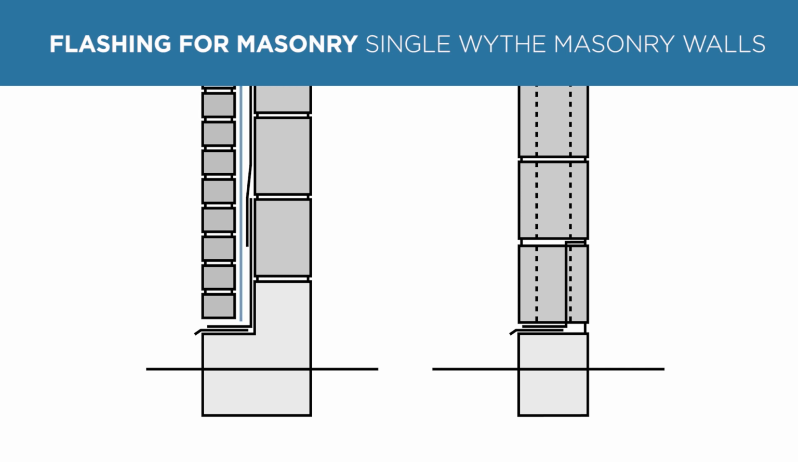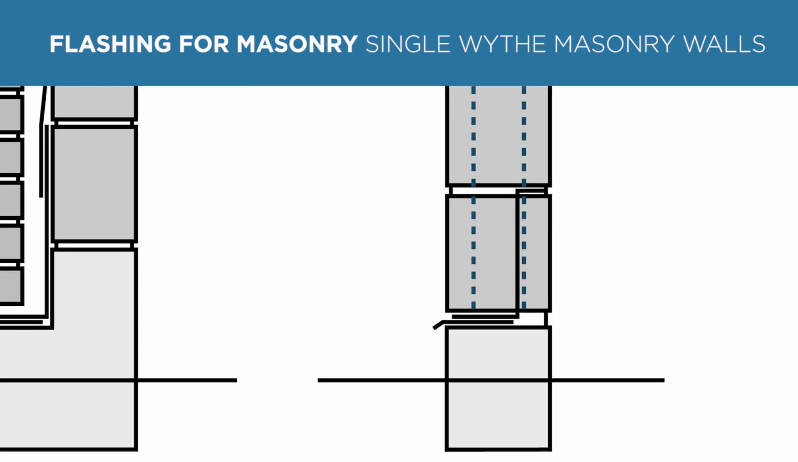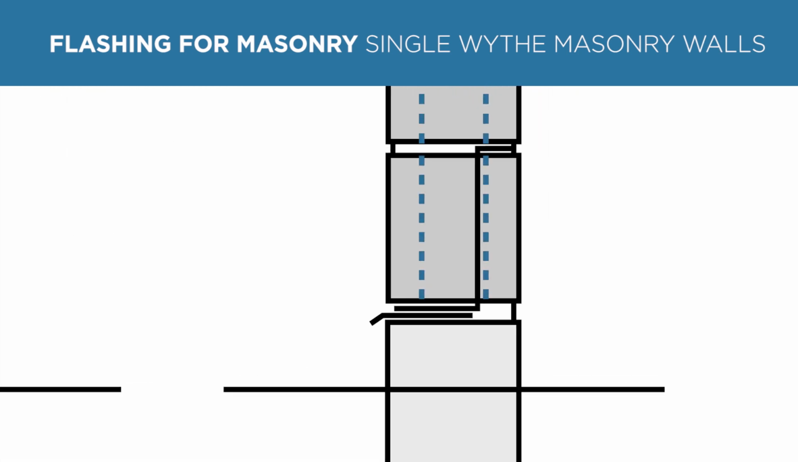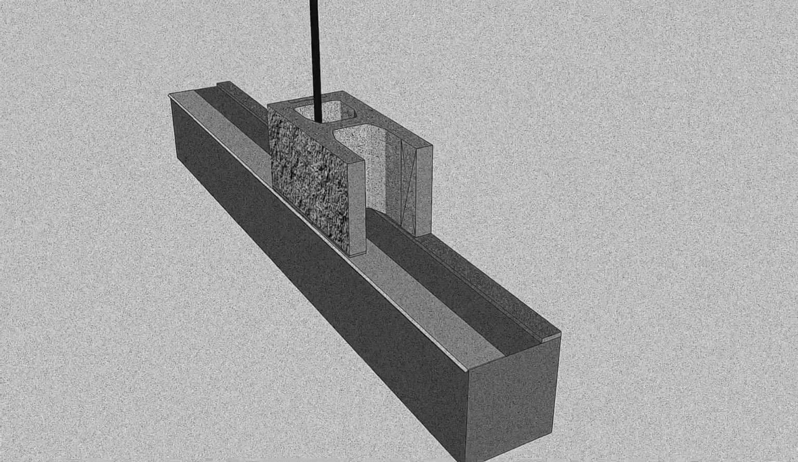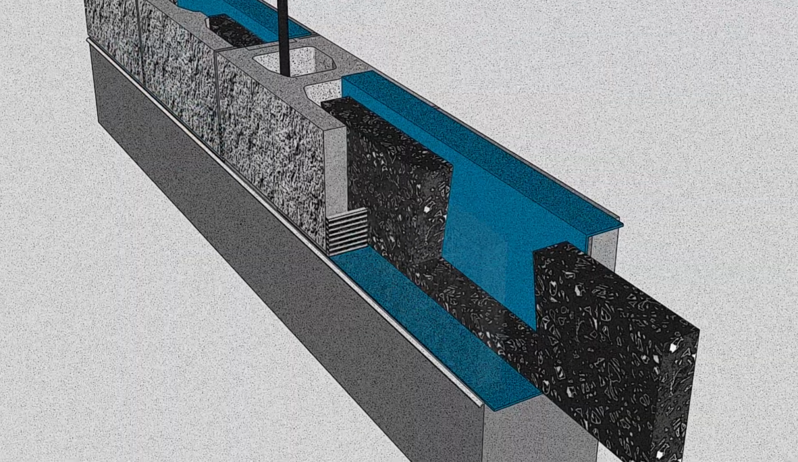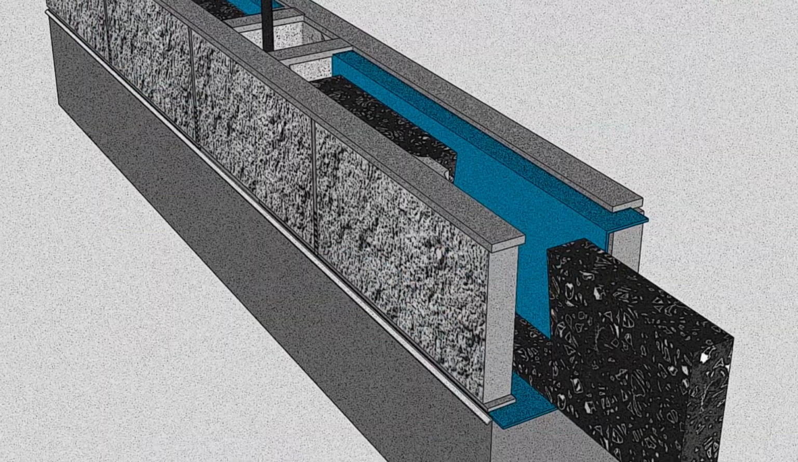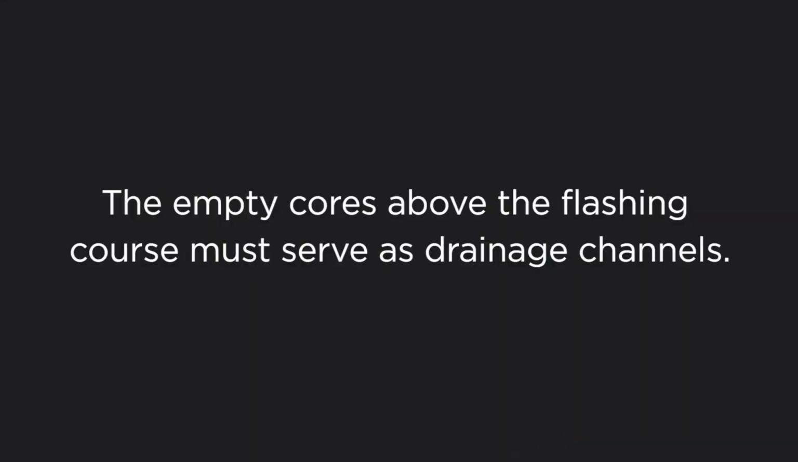Because the continuous airspace to channel moisture between the 2 widths is not present, the block cores must function in that capacity, unless a proprietary pan-type system is used. A space needs to be created at the flashing course to provide drainage by separating a single block course into 2 widths to accommodate flashing, weeps, and mortar control devices. The empty cores above the flashing course must serve as drainage channels.